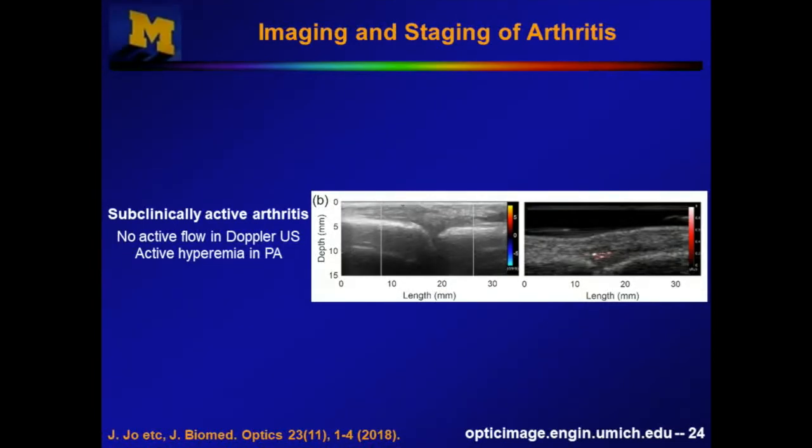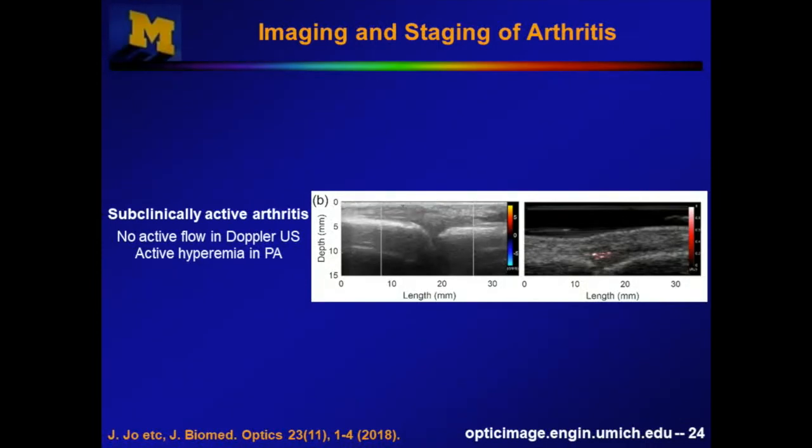But when we scan these patients with the LED-based photoacoustic imaging system, we can still pick up some inflammation in their finger joints. So this is an example result showing that photoacoustic technology is more sensitive than Doppler ultrasound in picking up very mild inflammation in human finger joints.